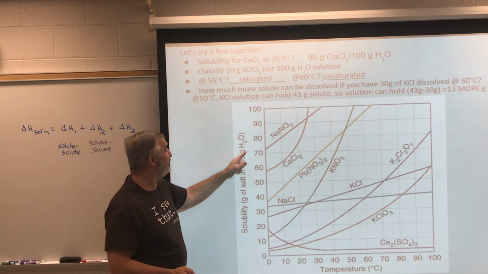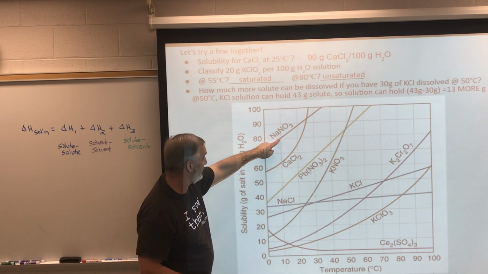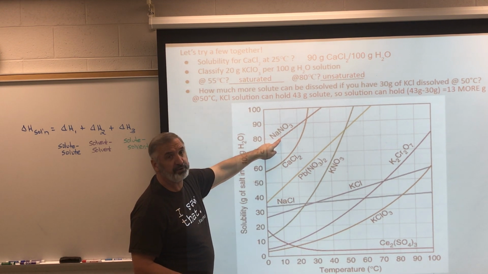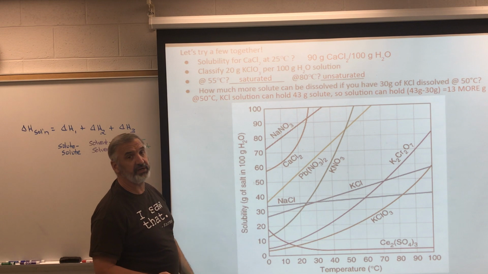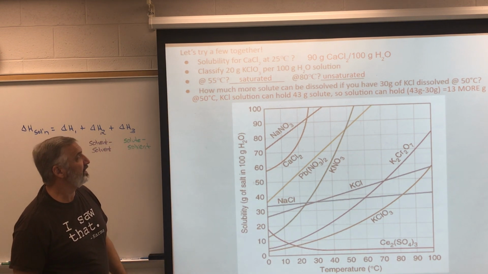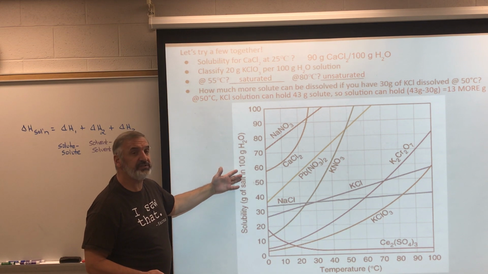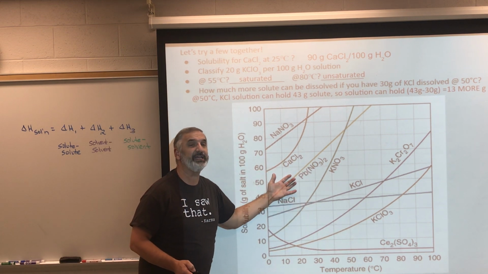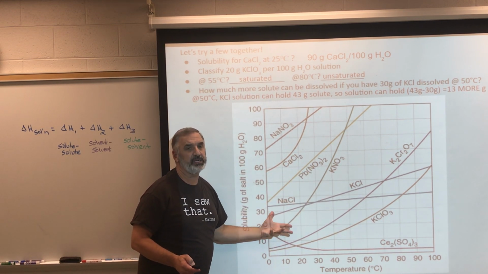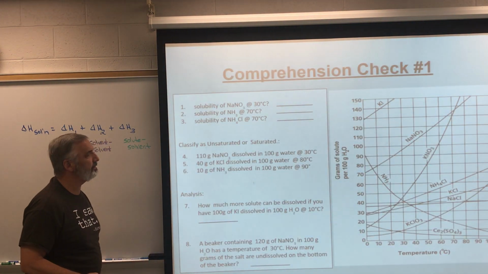So if we have 300 grams of water, we're going to multiply this 80 grams by 3, and it'd be 240 grams of NaNO3. So even though it's per 100 grams, we can use this and figure out how much for any amount of water. Just set up a proportion, okay?